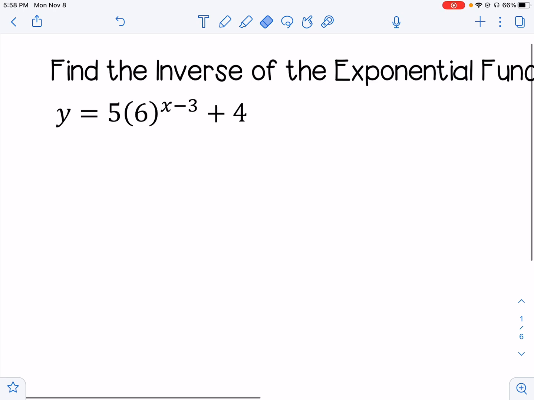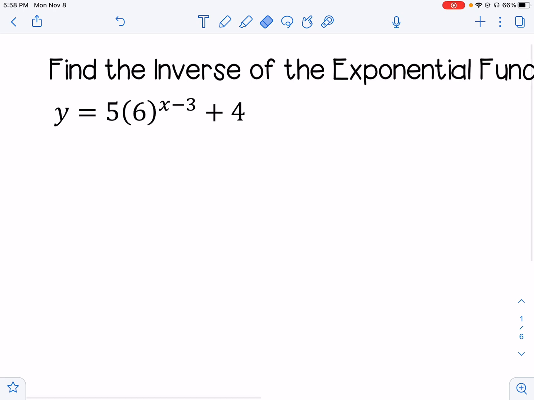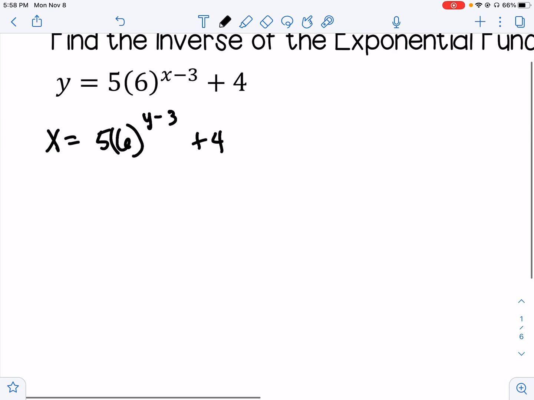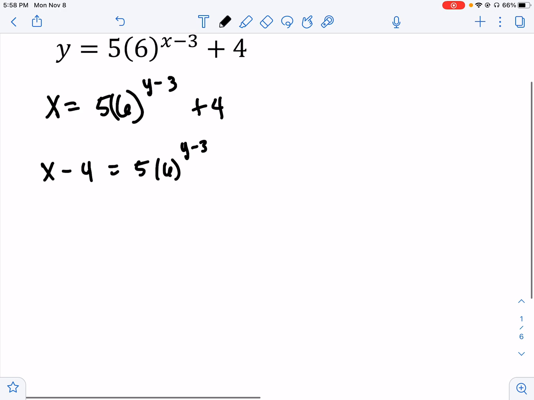So as you know, our first step here is going to be actually to switch the x and the y. As always, we're still going to use our SADMAP in order to solve. So the first thing I look across is I see that I can subtract the 4 to the other side. So it's going to give me x minus 4 equals 5 times 6 to the y minus 3.